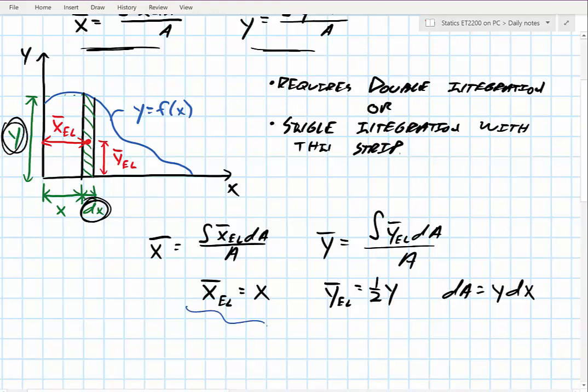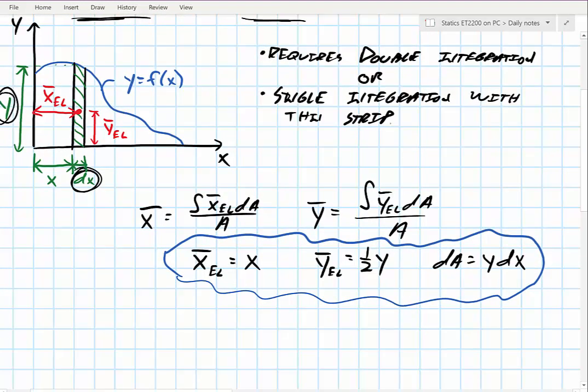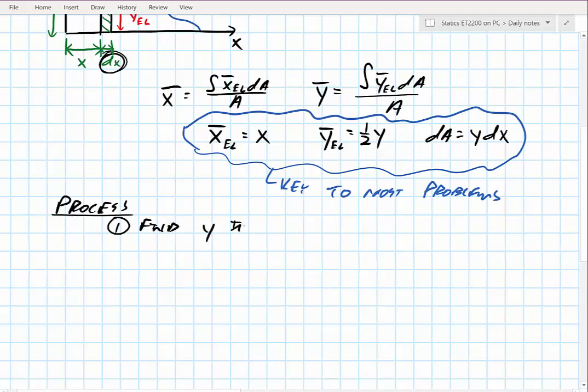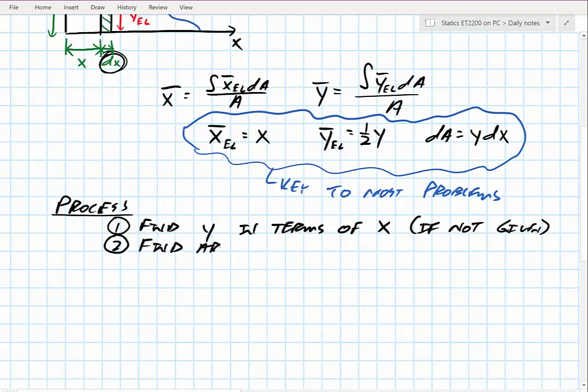Now I did that specifically for this problem, or it is particular to this problem. However, this will be the key to most of the problems that we are going to be working in this class. Let's talk about the general process for solving these problems. The first step is that you want to find out what this equation is, so find y in terms of x if needed. After you develop that equation of y as a function of x, your second step is going to be to find the total area of your shape that you're interested in finding the centroid for.